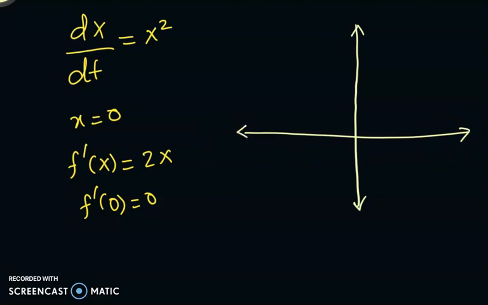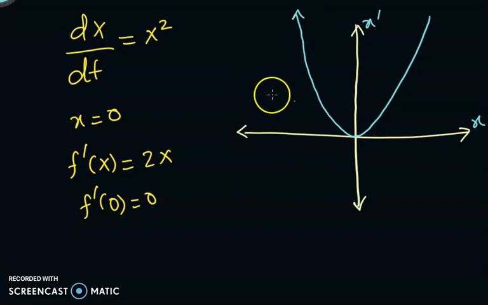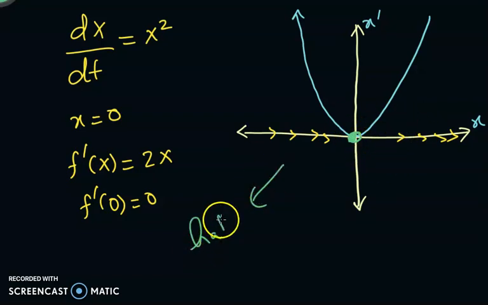Then we know that the graph of this in the x prime versus x plane looks like a parabola, so it is positive from both sides, so it is directed towards the right always. And we can see that the point x equal to 0, which is the equilibrium point, is stable from this side but unstable from the other side. So we can say that it is half stable.